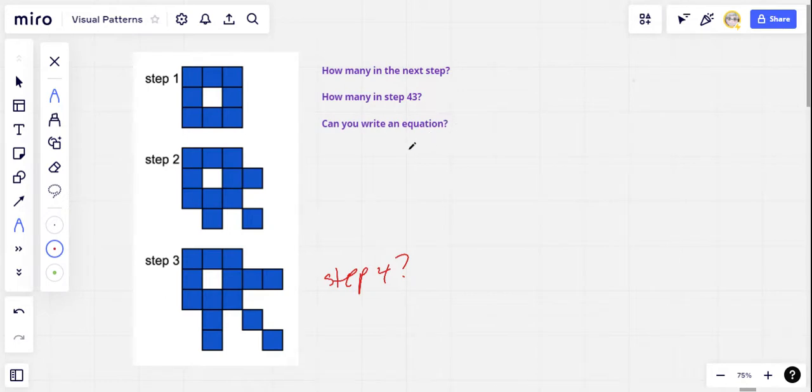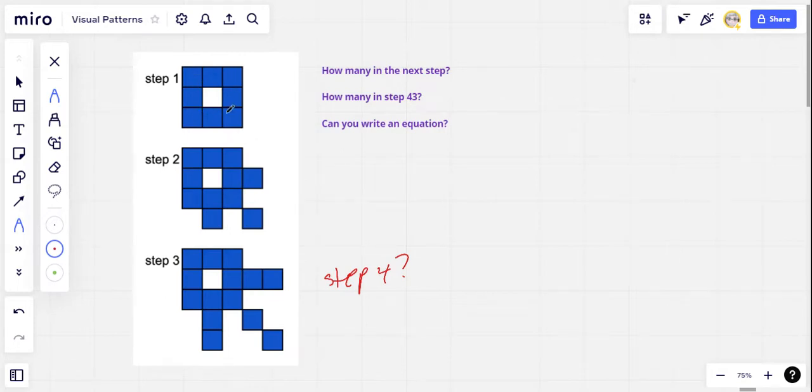And along the way, can you write an equation that could be used to predict the number of blue boxes in any step at all? So that's the challenge. If you'd like to accept it, pause the video, see how it goes. All right, well, let's start by getting some visual intuition about this pattern.